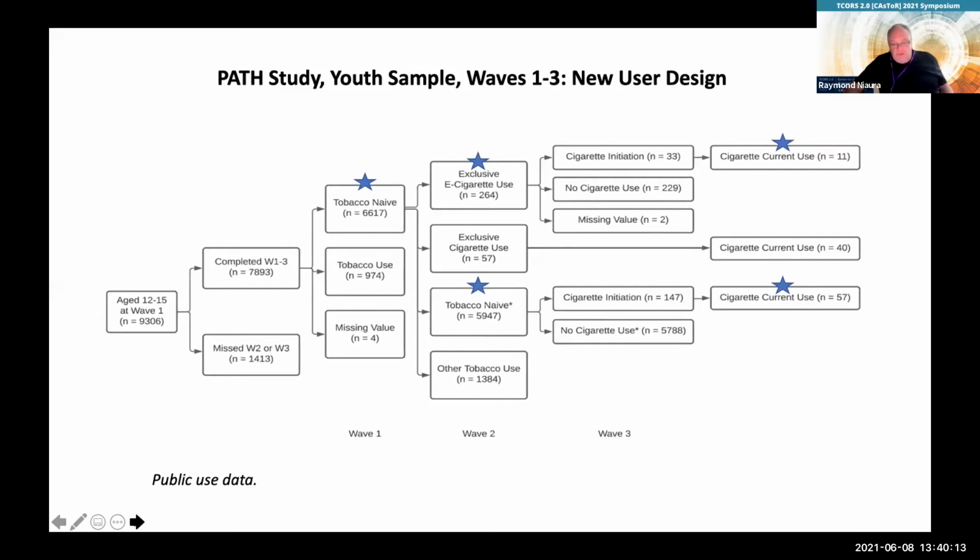For those of you who might know, this is referred to as a new user design in the pharmacoepidemiology literature. One thing I want to call your attention to is the small sample sizes, or actually event sizes, on the right-hand side of the slide, and just keep that in mind for future purposes.